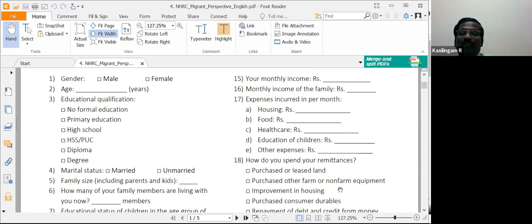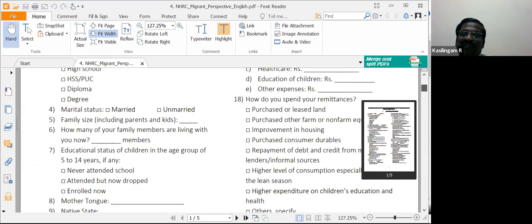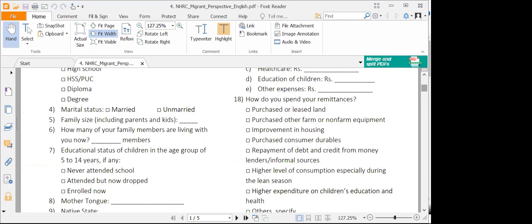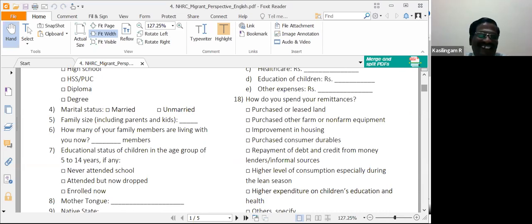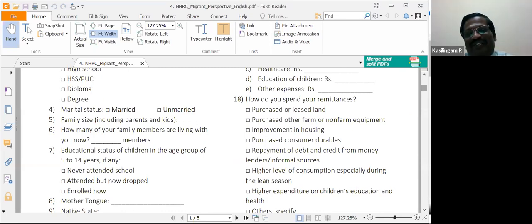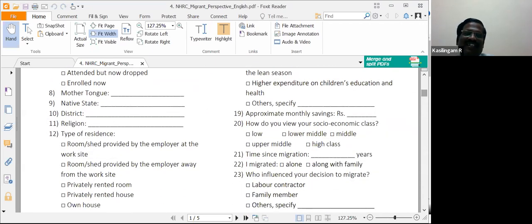Eighteenth question: how do you spend your remittances? Nominal. It is nominal, madam. It is nominal. This is very, very vital. Without knowing this, you cannot do any analysis.